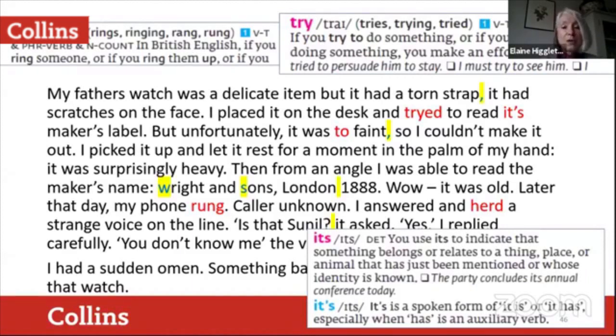Now let's look at two. Oh, no, not two. We'll do two in a minute. Let's look at it's. Tried to read its maker's label. So you've underlined that and you've sent them to their dictionary. And their dictionary has got two entries. What's wrong with that it's? It means it is. Absolutely. It's with an apostrophe means it is. So what should it be? It's belonging, with no apostrophe.